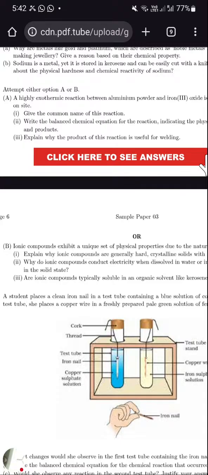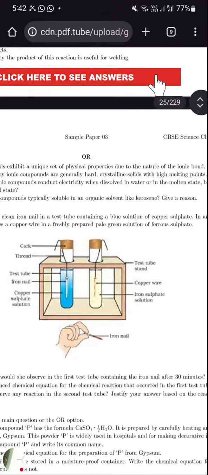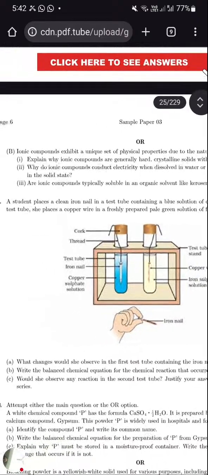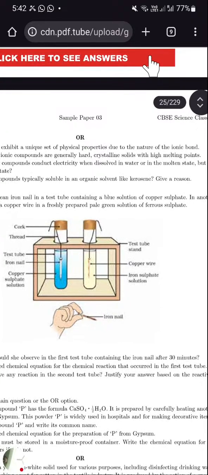in welding. Next question: ionic compounds exhibit a unique set of physical properties due to the nature of the ionic bond. So first one, explain why ionic compounds are generally hard crystalline solids with high melting point. Okay, you wrote the equation, very nice, very good. Fe2O3 plus 2 times aluminium will form 2Fe plus Al2O3. You need to write the physical states of reactant and product, whether they are solid, liquid, all the physical states. In the question it is given that physical states of reactant and product are to be written.